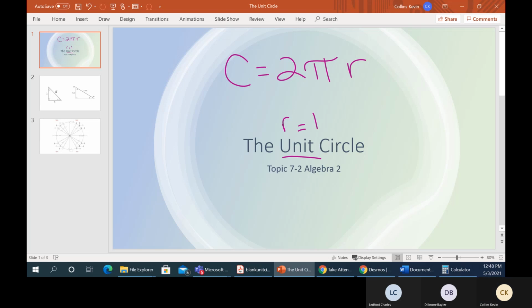Okay, so one trip all the way around the circle would be 2 pi r, or 2 pi times 1. So that's 2 pi. One trip around the unit circle, the circumference, equals 2 pi. All right, so pi is something that's known as radians.